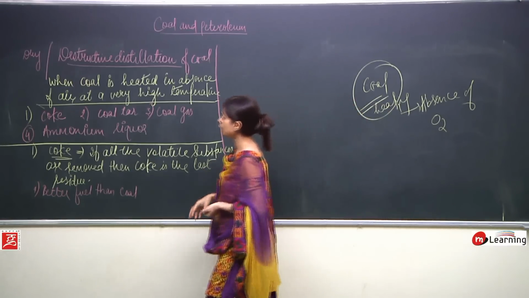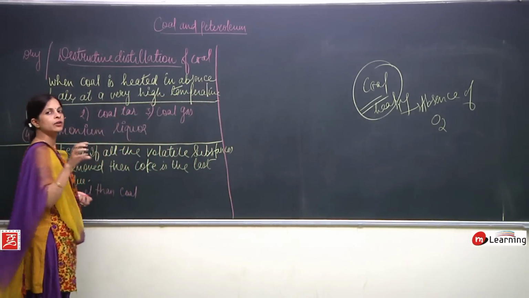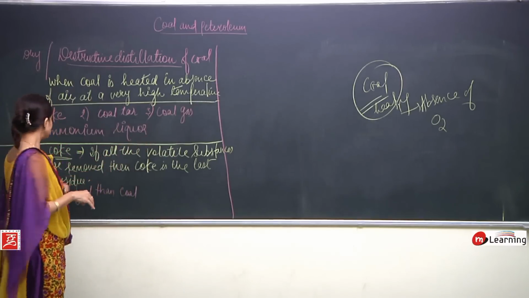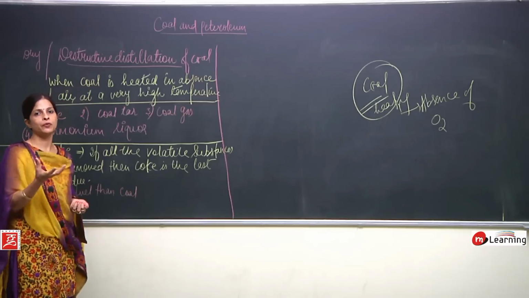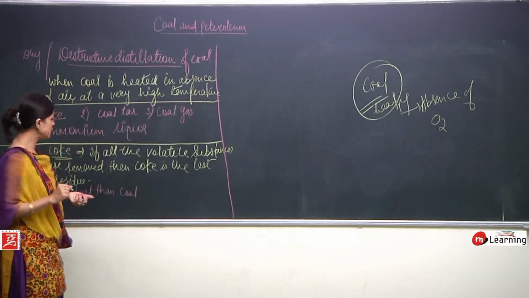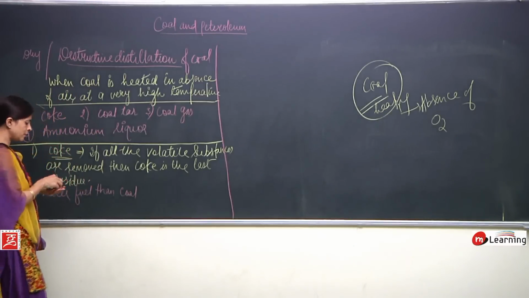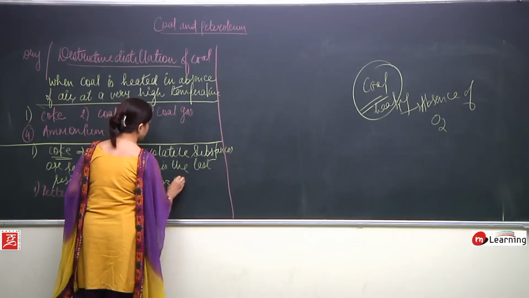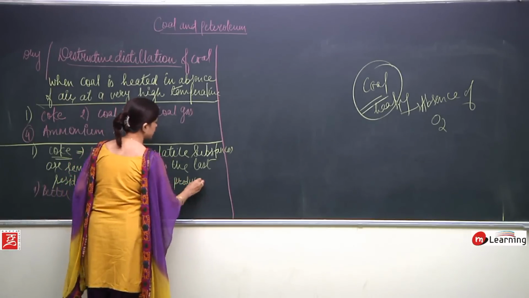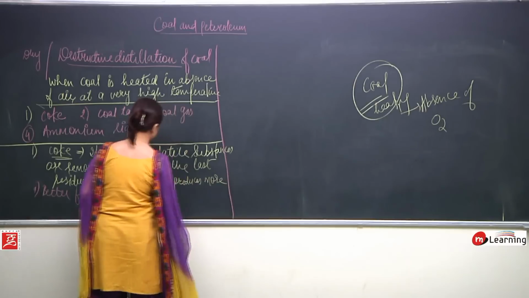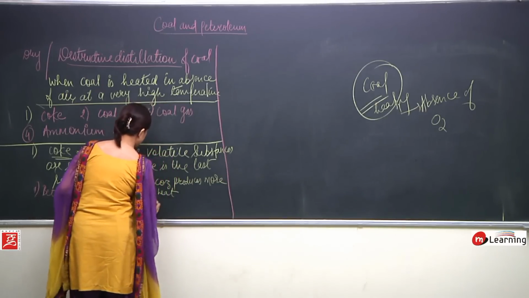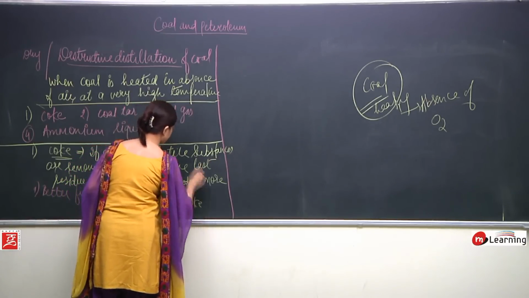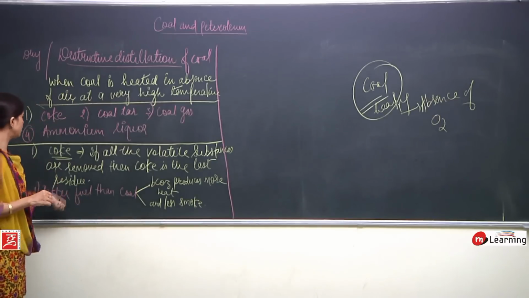So now, what are the things? It produces lesser smoke when we compare it to the coal. And the second thing is what? It produces more heat in comparison to the coal. So it is better than what? Coal. Why, children? Why am I writing this point? Because it produces more heat and less smoke, in comparison to the coal.